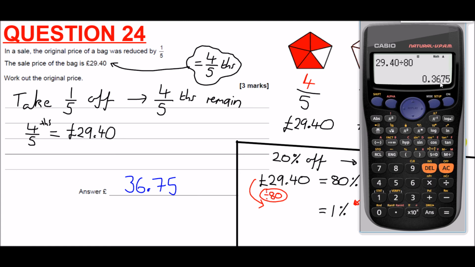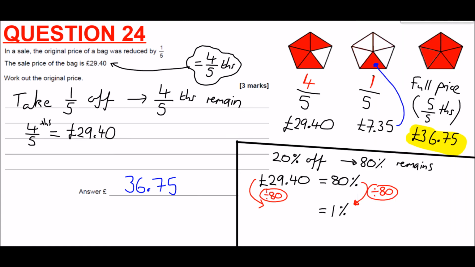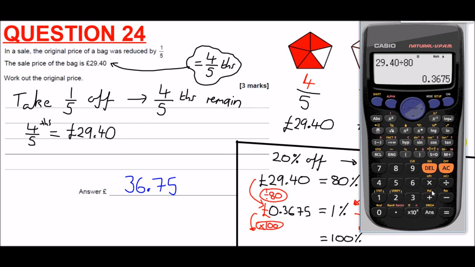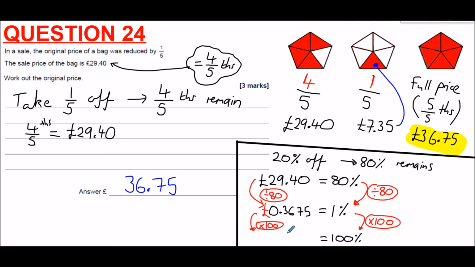So 1% would be 0.3675. Then once we found 1%, we can use that as our builder-upper and find whatever we want. So to go from 1% to 100%, we can just multiply by 100. So if we times by 100 on both sides, we can find out what 100%, the original amount, was. So 0.3675 times 100 would give us £36.75, like we found out before.